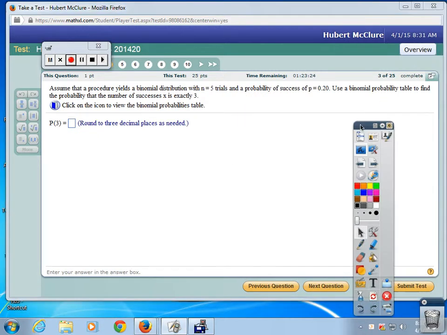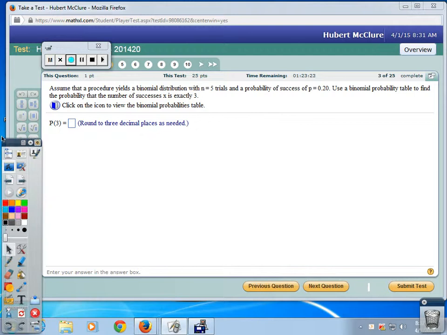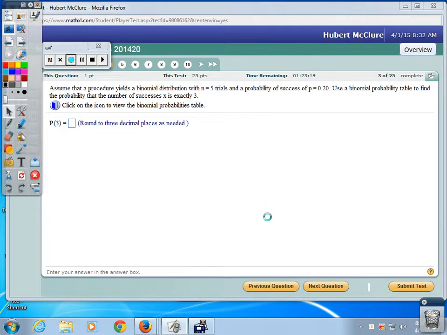Alright. It says assume that a procedure yields a binomial distribution with n equal to 5 and a probability of success of 0.2. Use a binomial probability table to find the probability that the number of successes is 3. Now you can do this two different ways. What are the ways you can do it? By the table, Hubert. That's right, class. And with the calculator. Thank you, Mr. Vaughn.